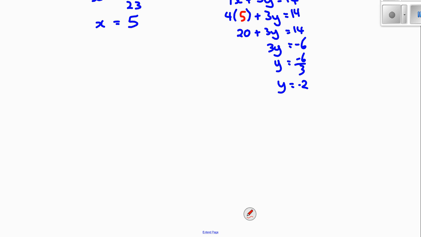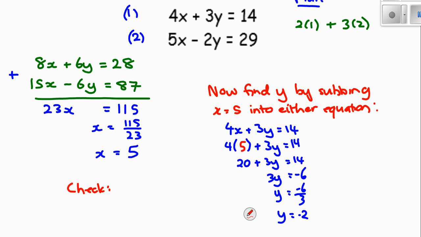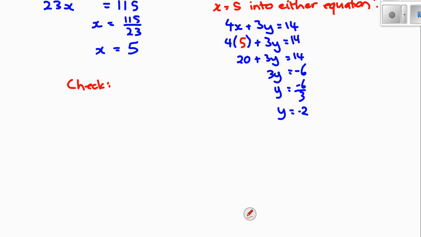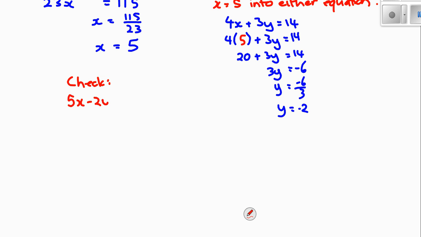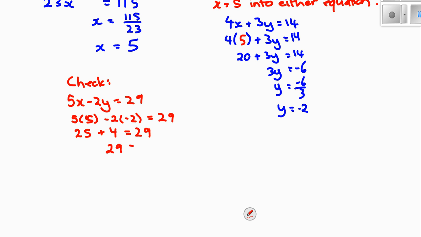So we're going to check. And I'm going to check with the other equation. 5x minus 2y equals 29. So let's go 5 times 5, sorry, I think it's 4, minus 2 times negative 2. Does it equal 29? Let's see. 25. Negative 2 times negative 2 is positive 4. So again, if your left-hand side didn't equal your right-hand side, that means you've made a mistake somewhere. You'd have to go back and maybe start from the beginning and check your answer.